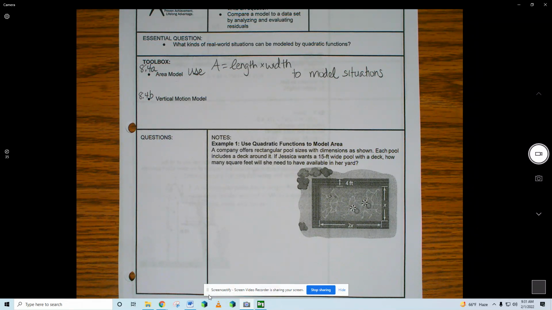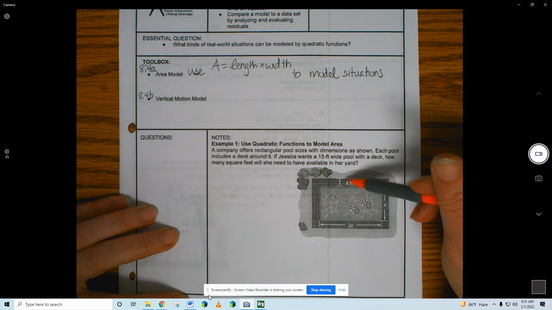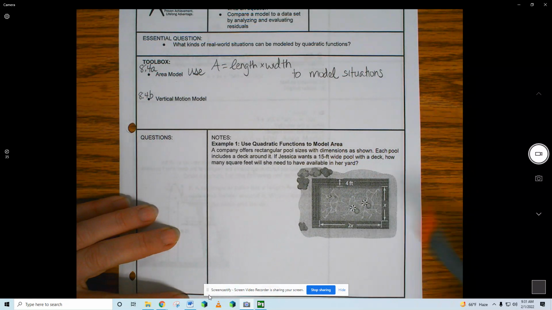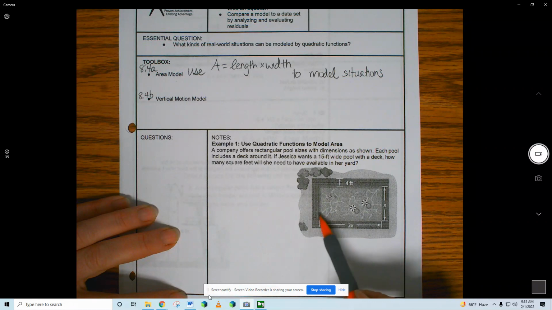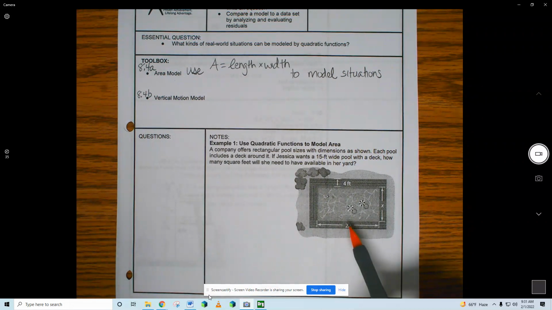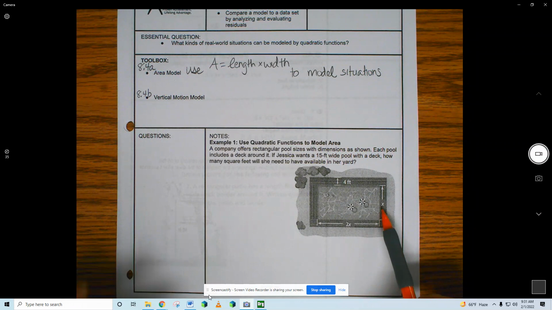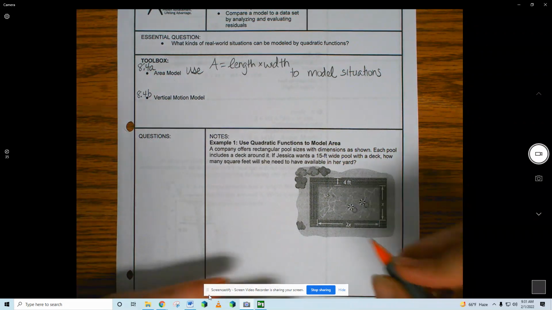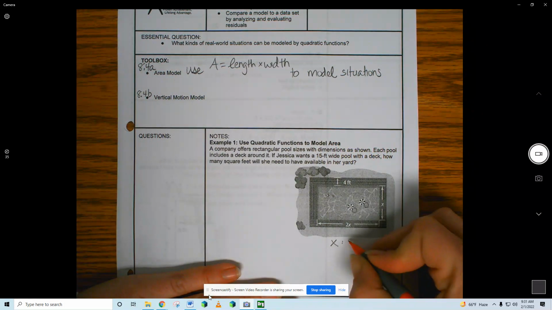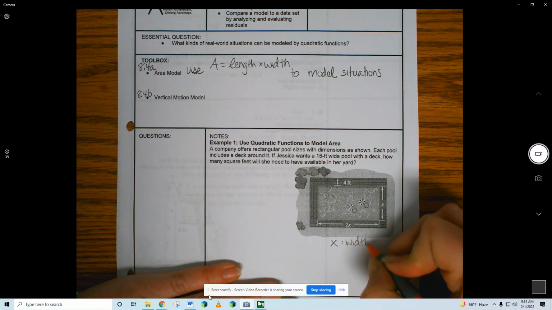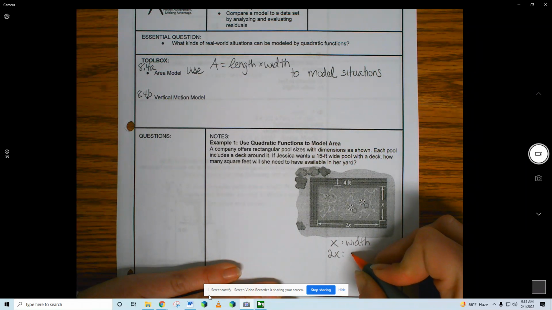If Jessica wants a 15-foot wide pool with a deck, how many square feet will she need to have available in her yard? So here's the differences. I could get a pool that has 4 feet on each side. And these x and 2x are my dimensions. X by 2x means one size and then double. X is going to be the width. 2x means the width doubled.